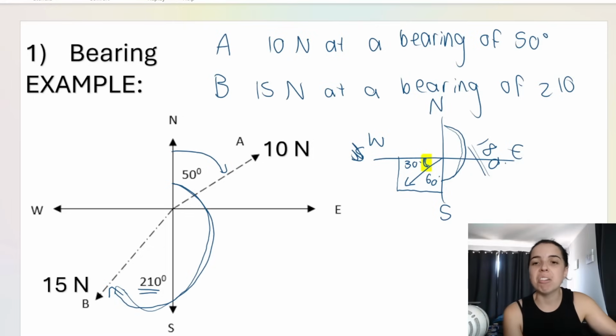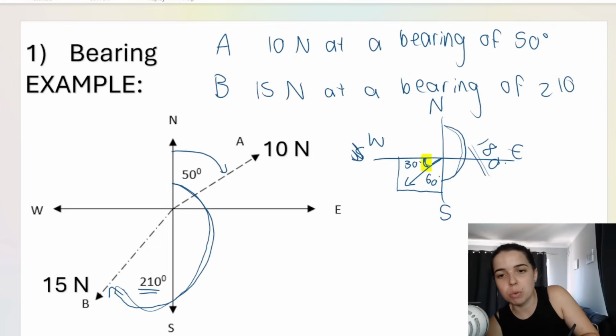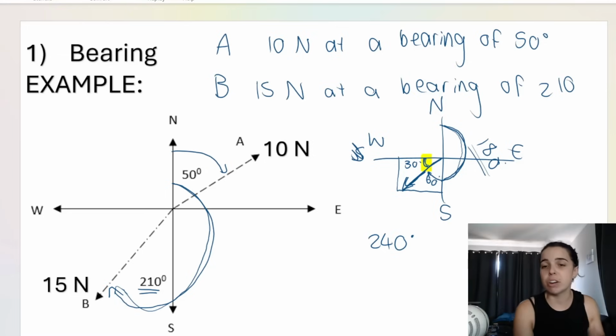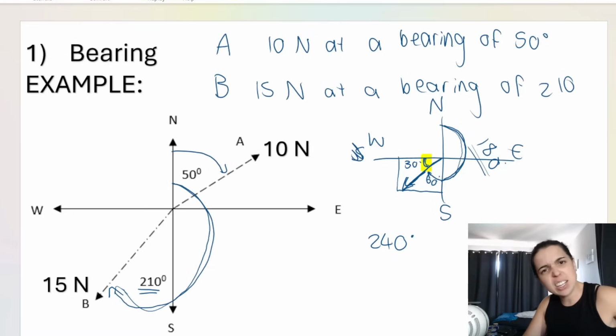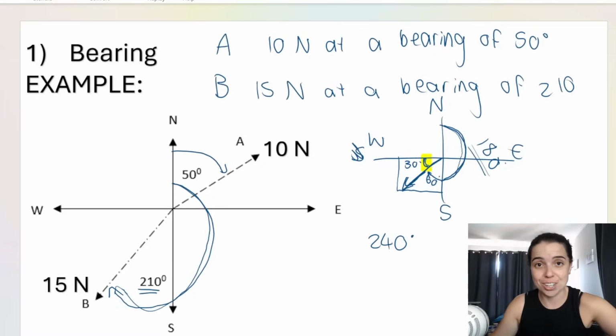So to get the bearing of this angle over here, or this vector over here rather, you start at the north, you go all the way over here, it's 180 plus 60, so that is 240, at a bearing of 240. I hope that helps. Let's jump into the second example of stating direction.